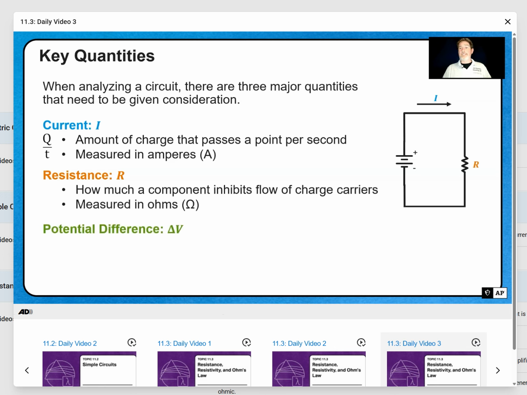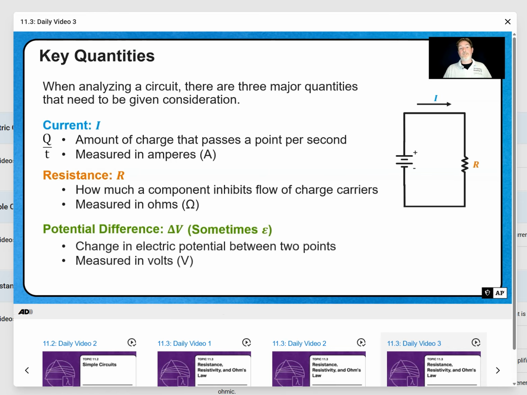The third is the potential difference, which is denoted by delta V, which is change in potential. Sometimes you'll see it as an epsilon. Generally, if it's from a solid-state power source, from some sort of battery or other power source, you might see an epsilon indicating it. Don't be thrown off. It works exactly the same way. This is the change in electric potential between 2 points within a circuit, and it's measured in volts.